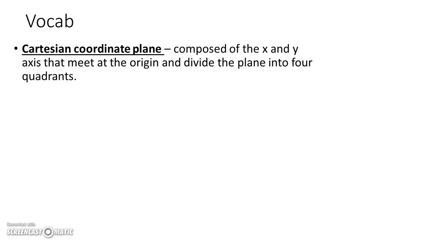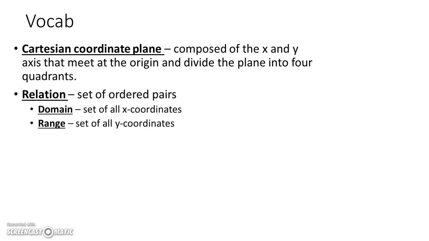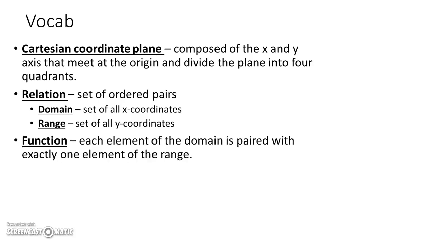This is the Cartesian coordinate plane, typically known as the coordinate plane. It's composed of x and y axes that meet at the origin and divided into 4 quadrants. Our next vocab word is relation, which is just a set of ordered pairs. In the relations, we have domain and we have range. Domain is all the x values, range is all the y values.